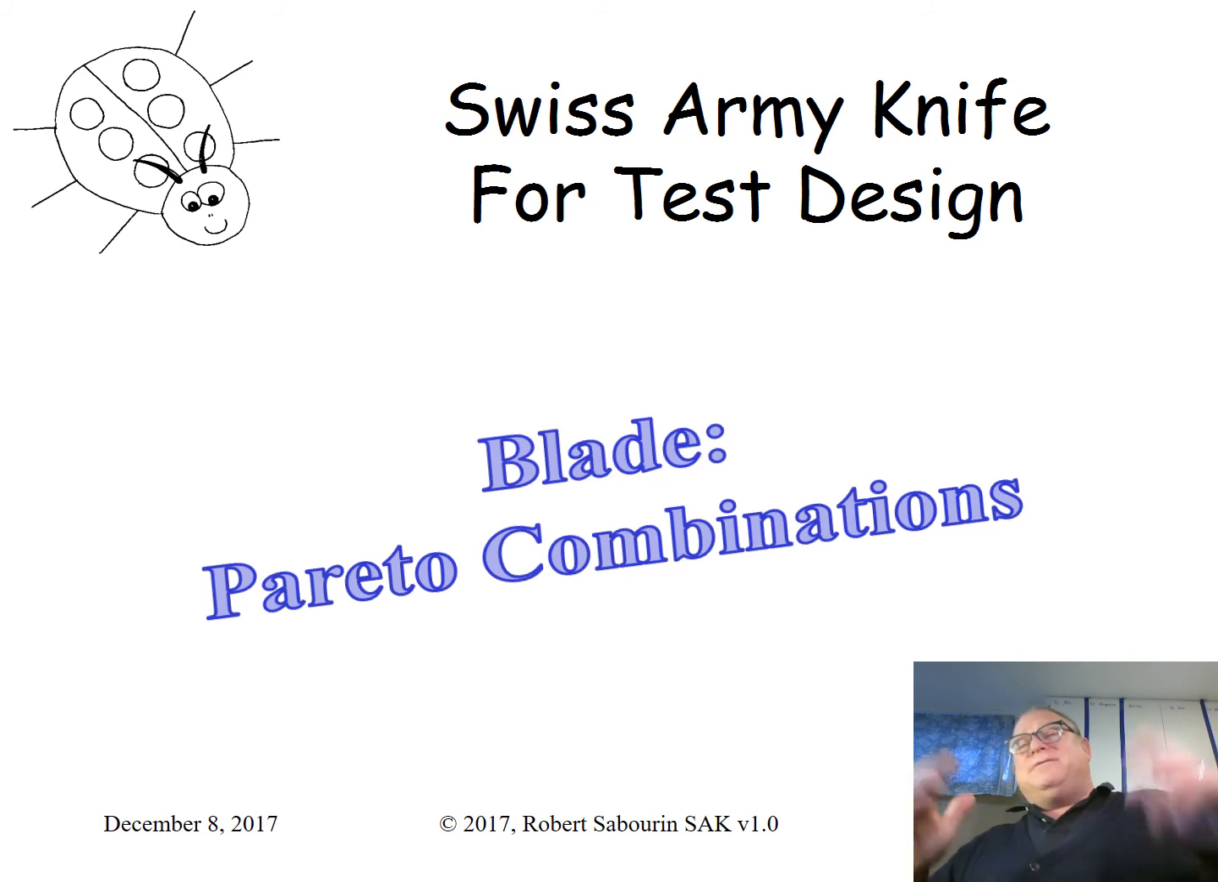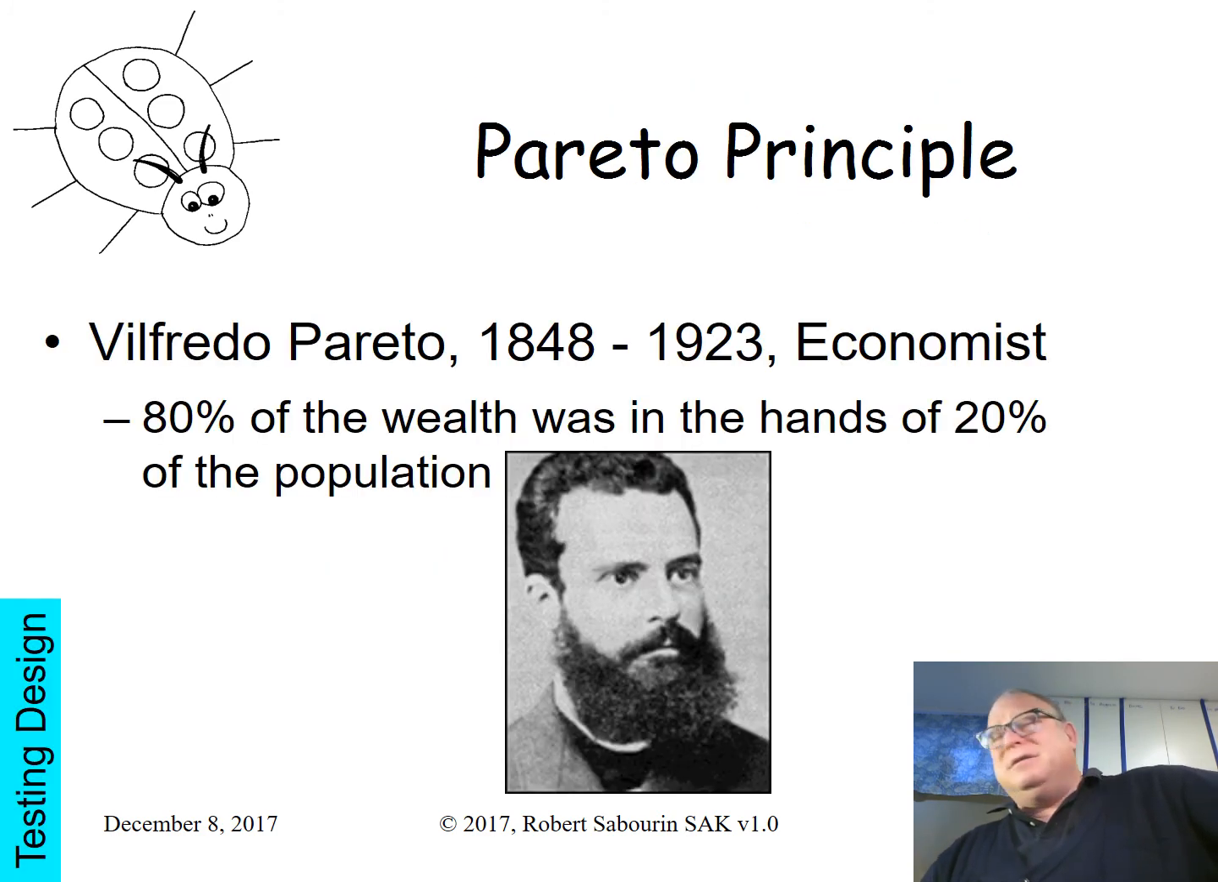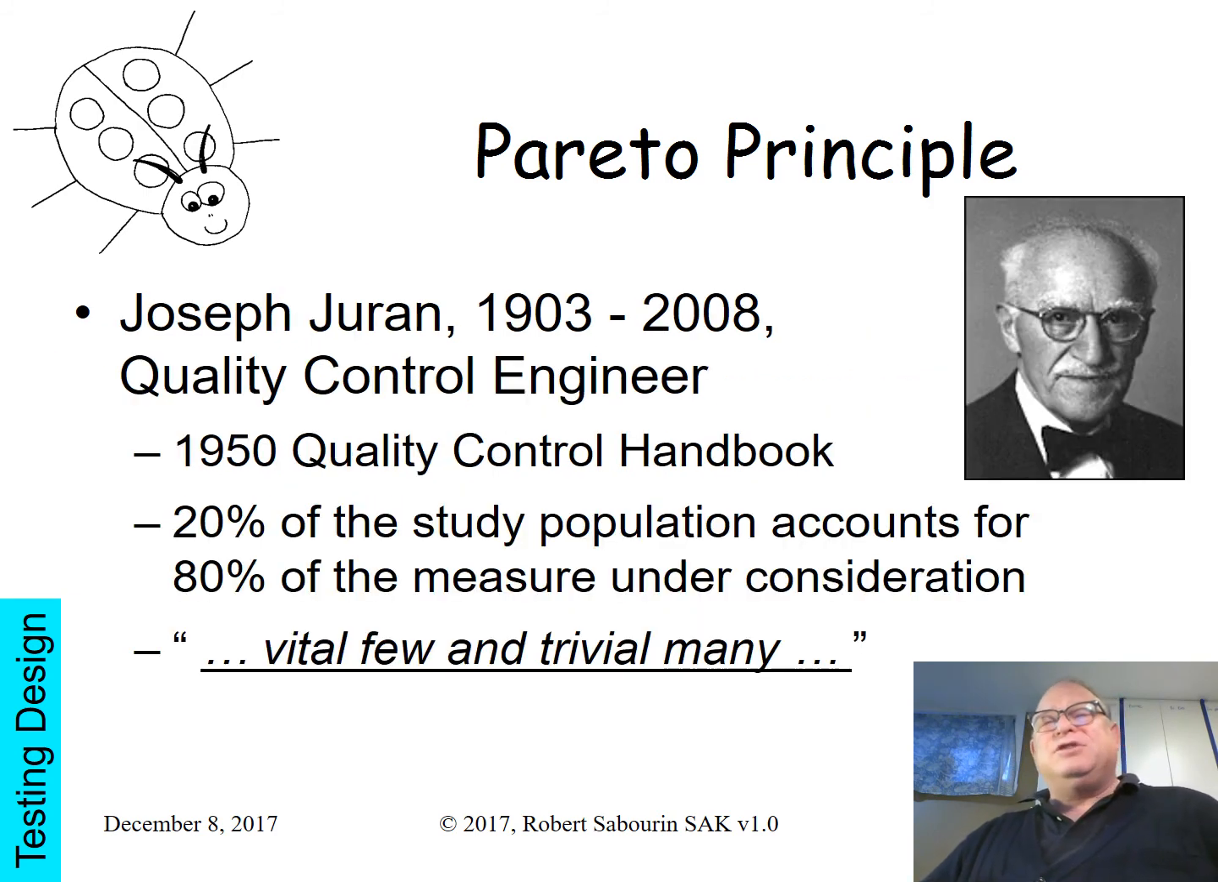Then you have combinations test design techniques, and these are the ones that come up often in my testing. One is called Pareto combination testing. The Italian economist Vilfredo Pareto identified that 80% of the money is in the hands of 20% of the people. Joseph Juran applied this to engineering and came up with the 80-20 rule, which means that there are a vital few and a trivial many. 20% of the population accounts for 80% of the measures.